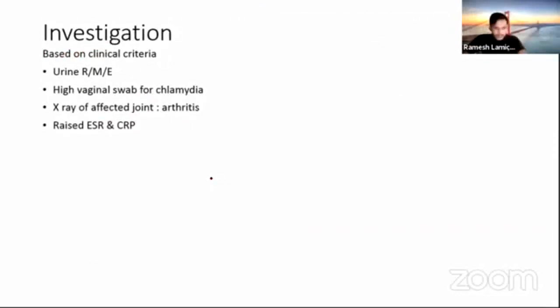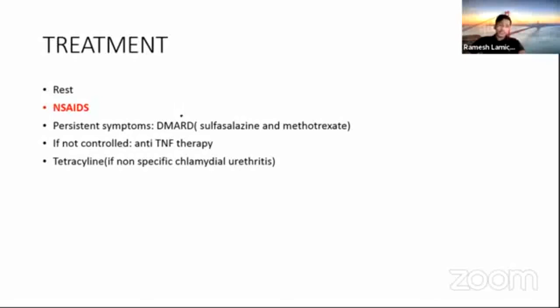Now the investigation: there is no diagnostic test for reactive arthritis. Usually we do an x-ray of the affected joint to find the arthritis, and there is ESR and CRP. So it is usually diagnosed on the basis of clinical criteria. Treatment: the first line treatment is rest and NSAIDs. If the patient has persistent symptoms, if not controlled, then we can use disease modifying anti-rheumatic drugs. If still not controlled, we can go for anti-TNF therapy, biologics.